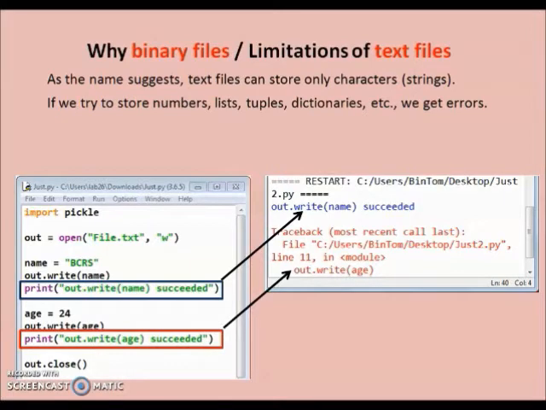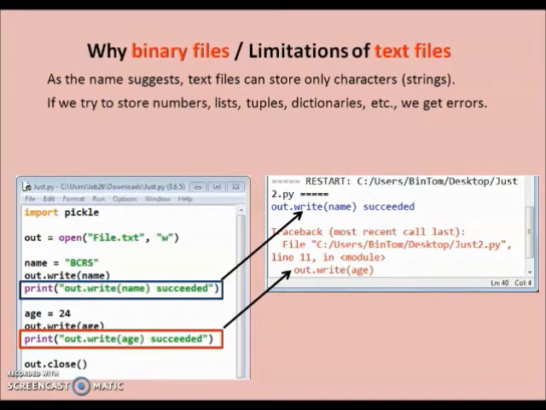The same thing happens with other kinds of objects like lists or sets or dictionaries. We can only write strings into a text file. This is the reason why we must learn how to use binary files.